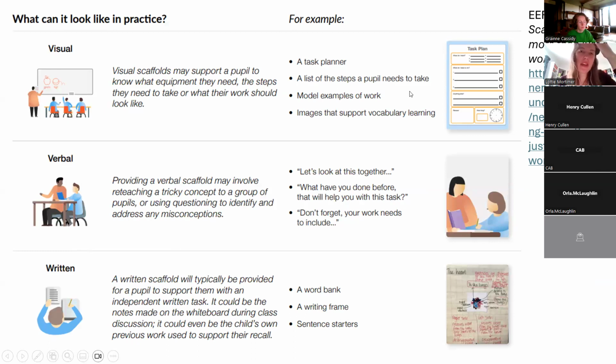Visual things, we might have pictures support learning. You might just break down your sentence using some different colors when you're explaining, I suppose, a new grammatical conjunction. Verbal, we do this all of the time when we go through our classroom.